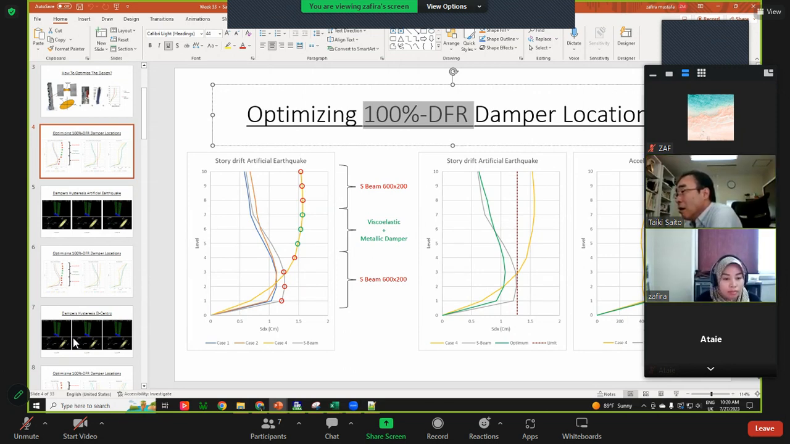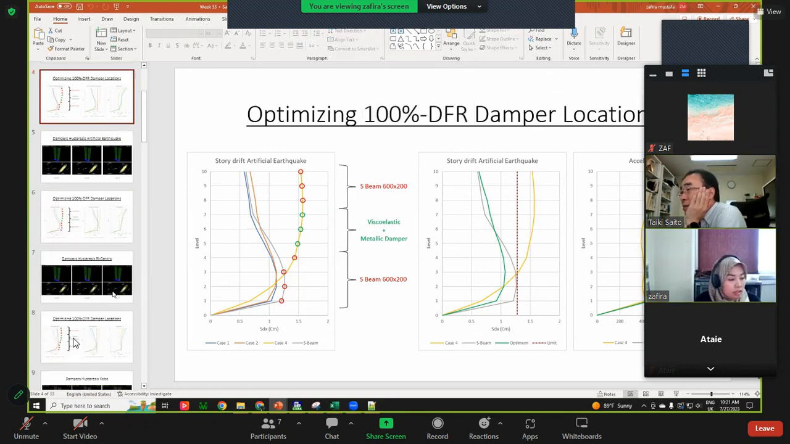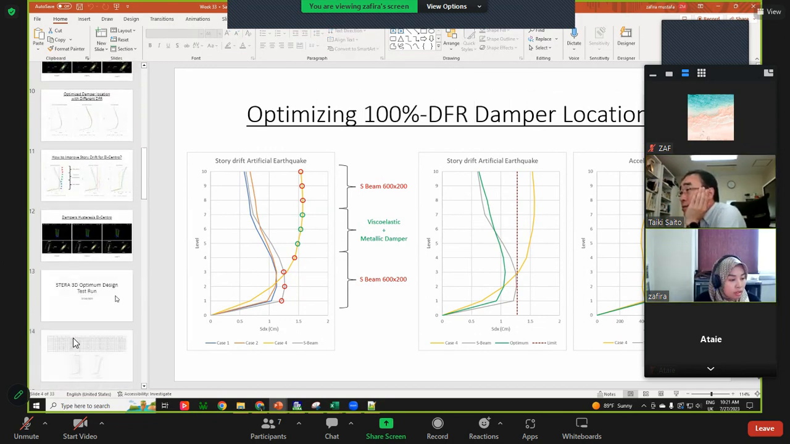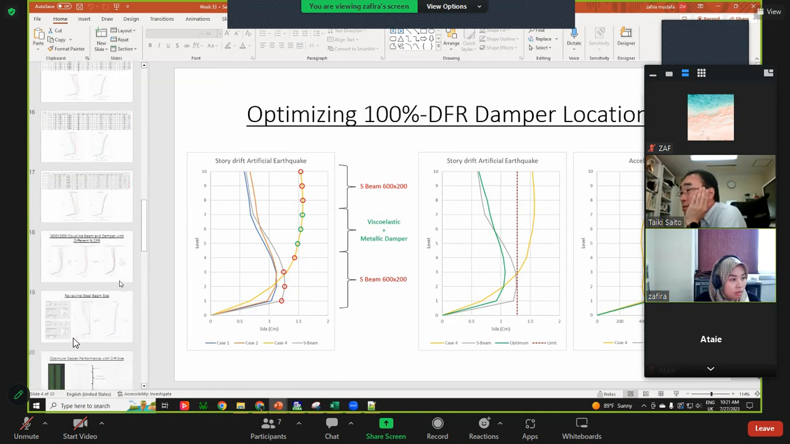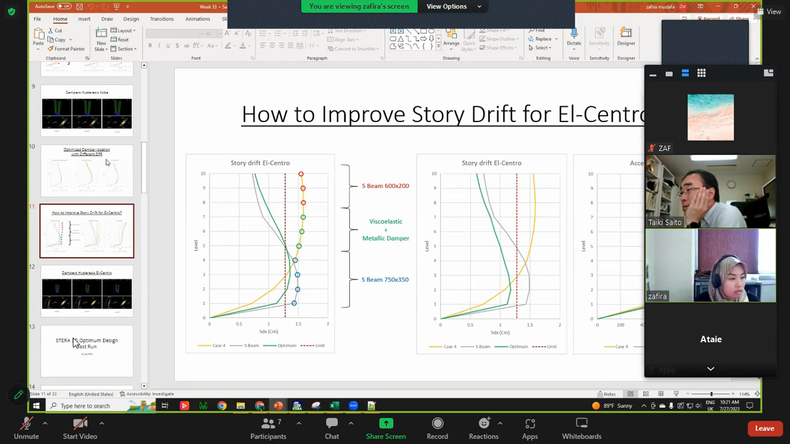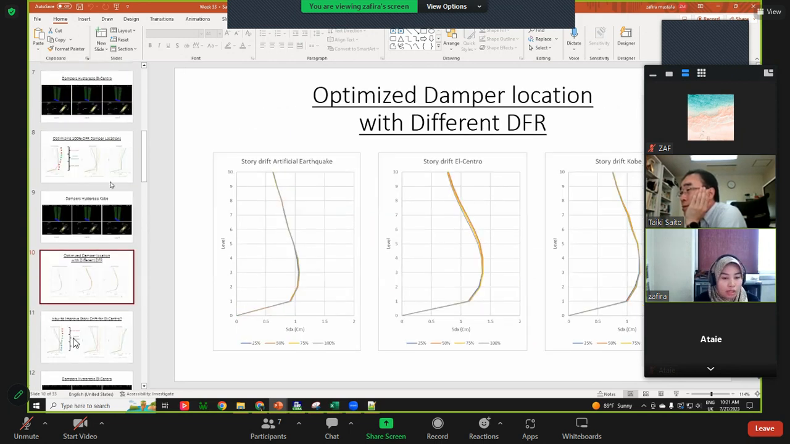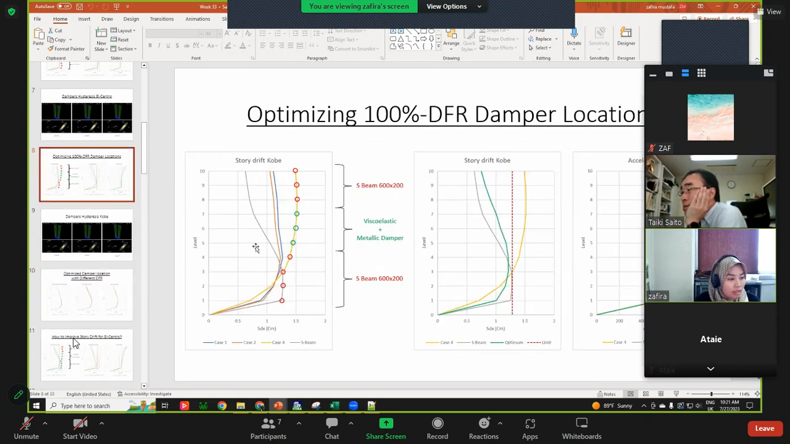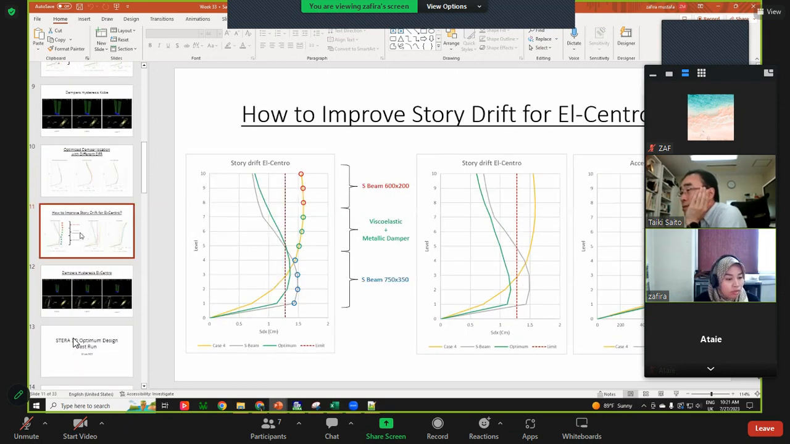Green color is where we put only the viscoelastic and metallic damper at the middle, and the top story and bottom story is the beam. But the acceleration is not improved, even larger. Right? Let me check. I think I did some. This one. Yes. Yeah, I think we have a problem, but we are good with the story drift.